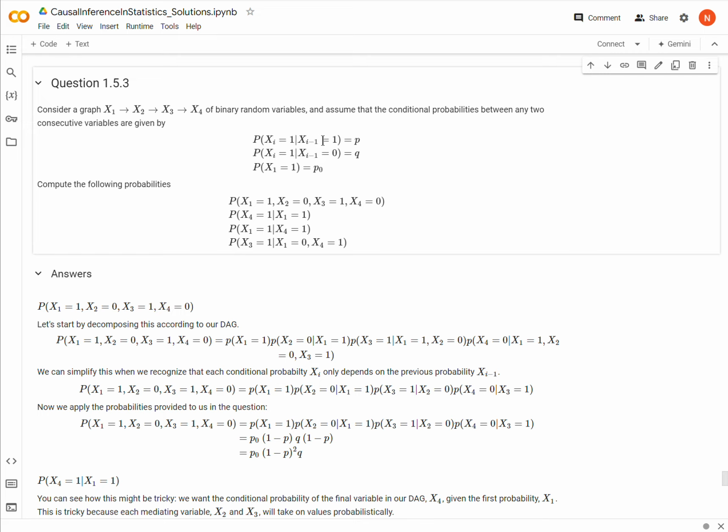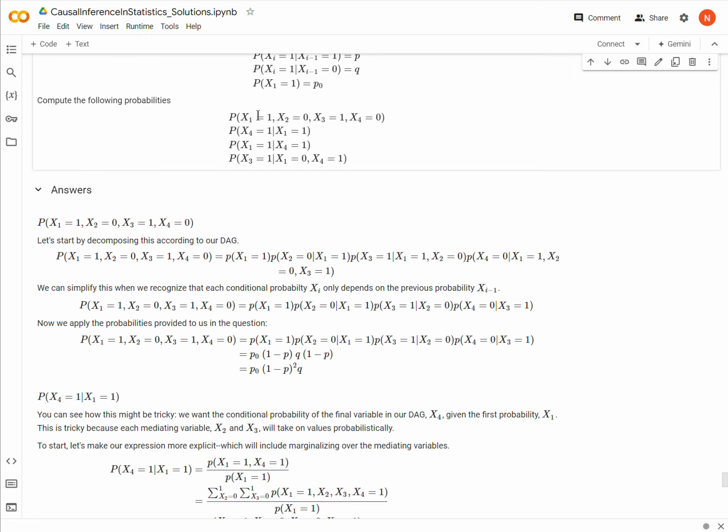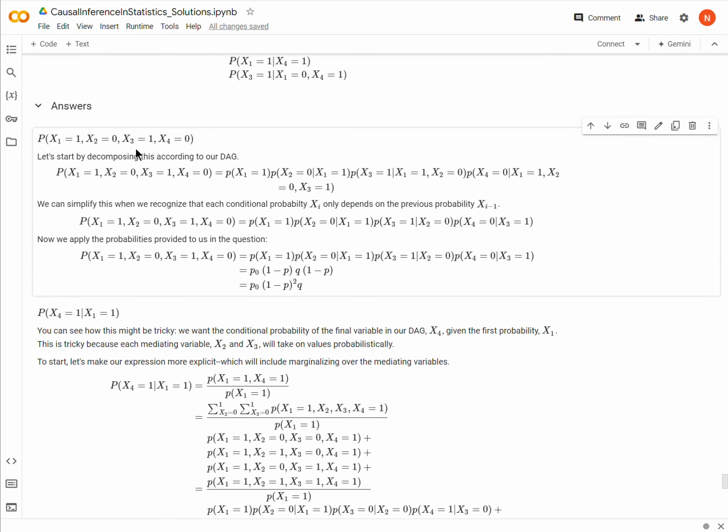Okay, so I've gone back through and fixed these here. We're supposed to compute the following probabilities, this one, this one, this one, this one. So we'll do these in turn. First we'll start with this big joint probability: x1 equals 1, x2 equals 0, x3 equals 1, x4 equals 0. That's all contained in this highlighted box here.